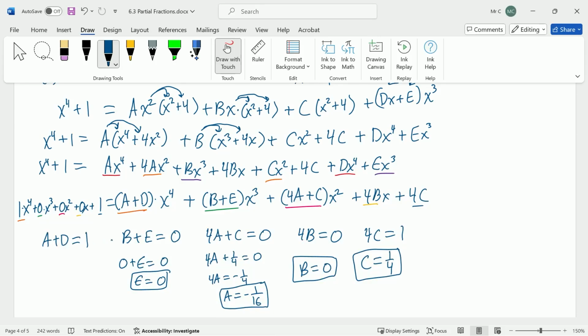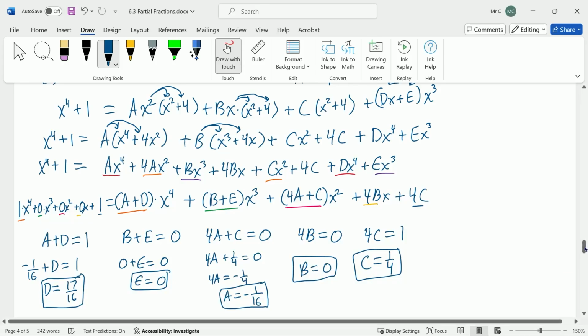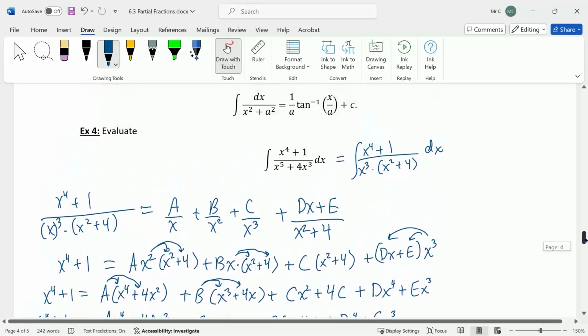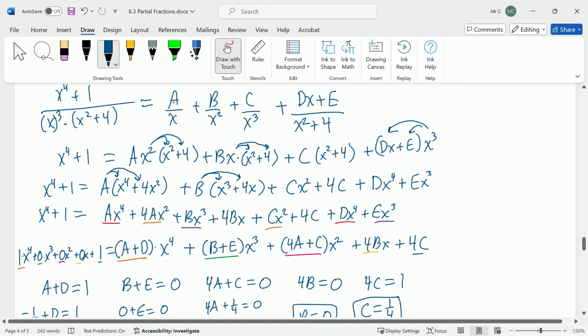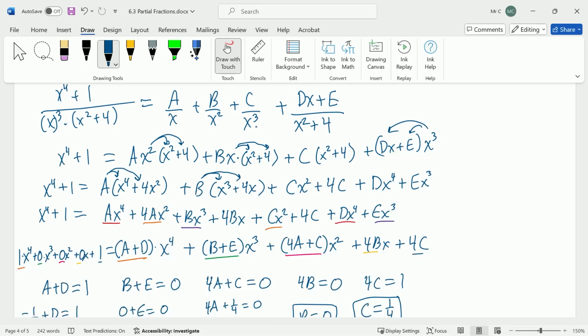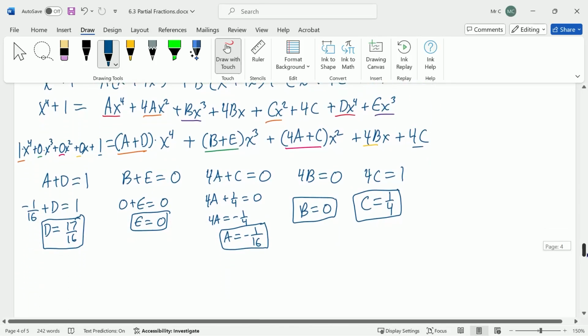And a plus d is 1, so negative 1/16 plus d is 1. Add 1/16 across, I get d is 17/16. Okay, well that's it. We've solved for all of our constants. Now we get to rewrite this integral. Remember, we always want to make sure we've got the correct factors paired up: a over x, b over x squared, c over x cubed, so forth and so on.